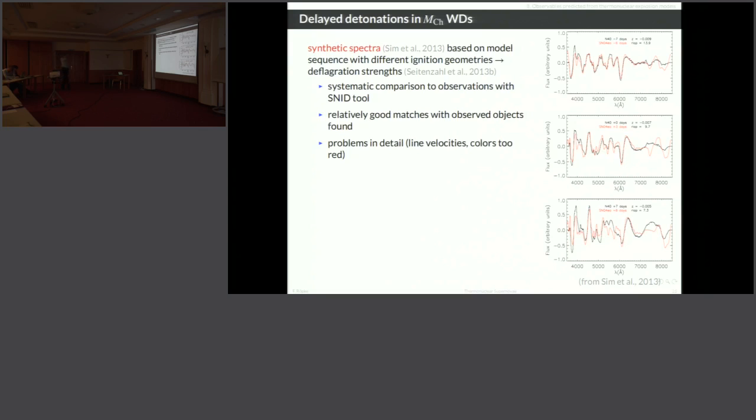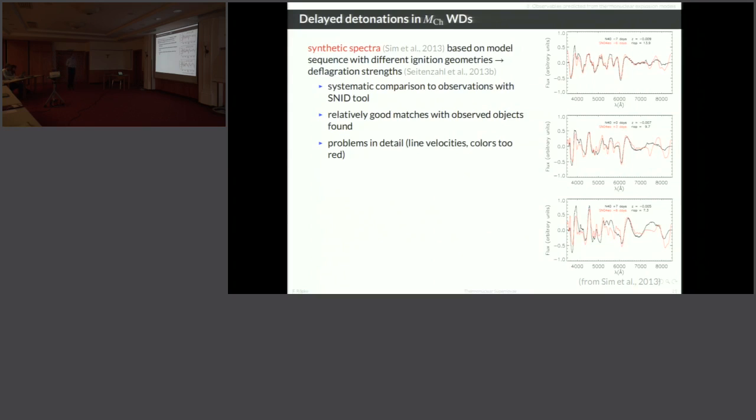He performed radiative transfer calculations based on this model sequence with different deflagration ignitions that were later then turned to a detonation. So again, a sequence of 3D models with different deflagration strengths, giving rise to variations in the nickel-56 production and in the energy release in the delayed detonations. So again, Stuart computed synthetic light curves and spectra, and he also did a systematic comparison based on the SNIT tool and found relatively good matches of our predicted observables with individual spectra of supernovae. Examples are shown here on the right-hand side.